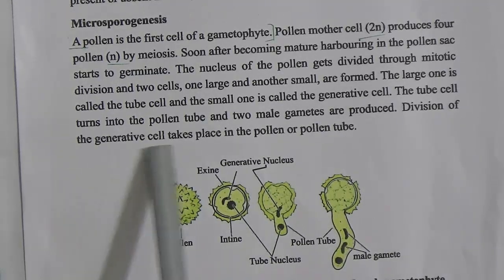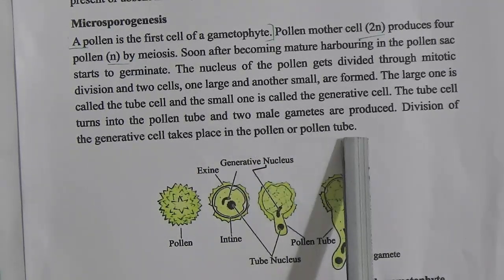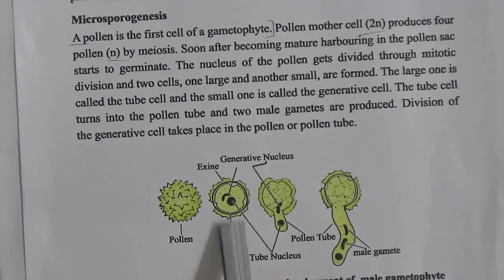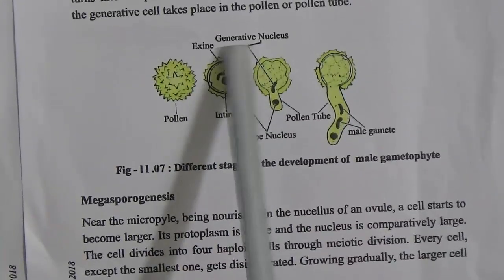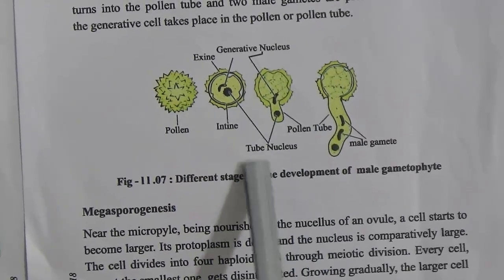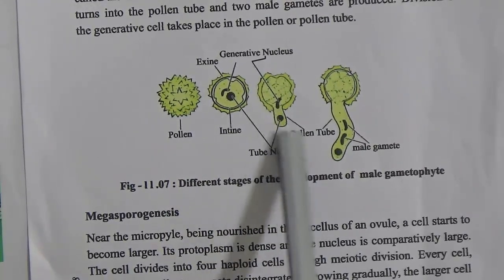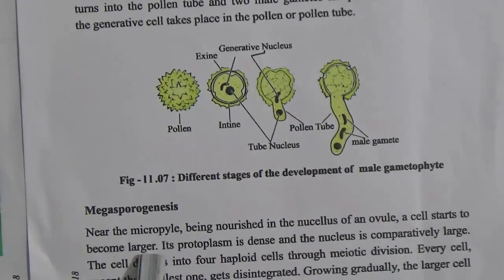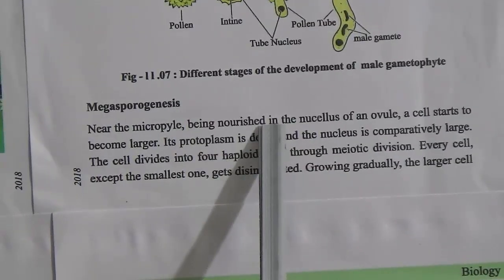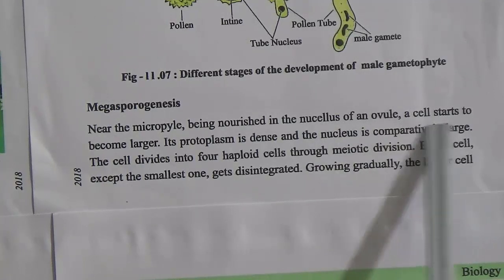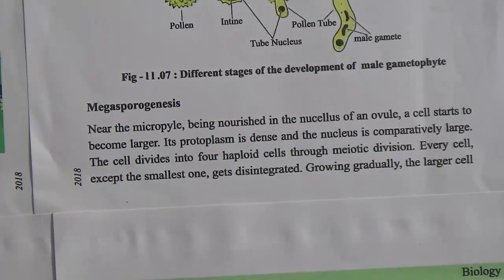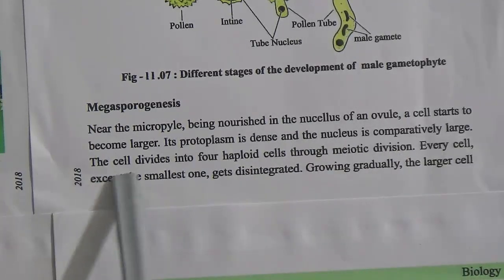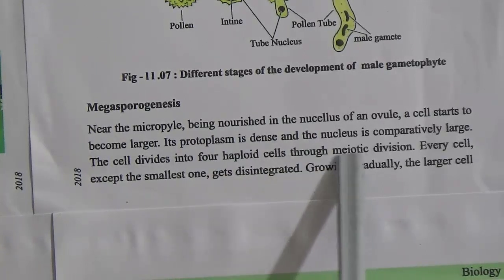Division of the generative cell takes place in the pollen or pollen tube. Students, here is the picture of pollen, and here are the exine and intine layers, and this is the generative nucleus, and here it grows, here is the tube nucleus, and here is the pollen tube, and these are the 2 male gametes. Now megasporogenesis. Near the micropyle, in the nucellus of an ovule, a cell starts to become larger. Its protoplasm is dense and the nucleus is comparatively large. The cell divides into 4 haploid cells through meiotic division.